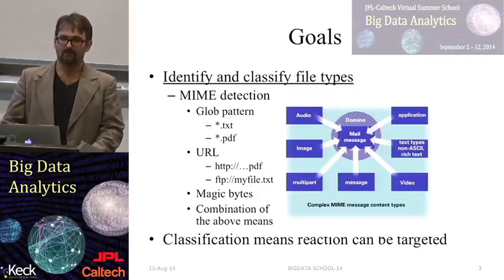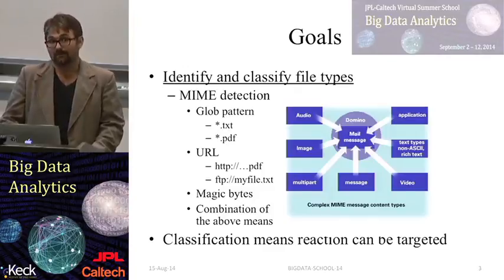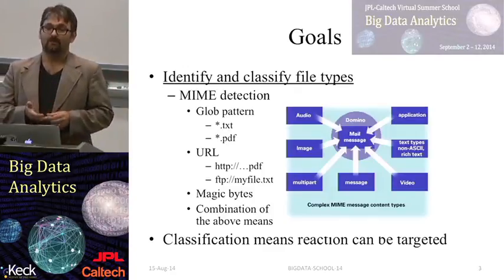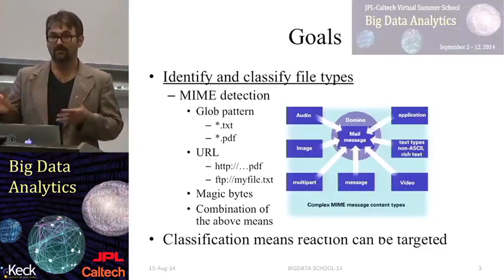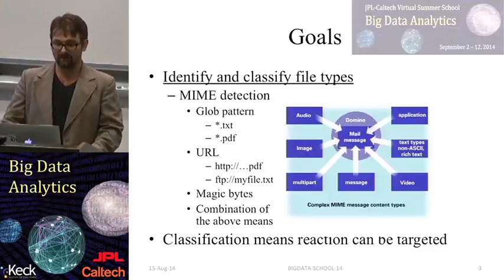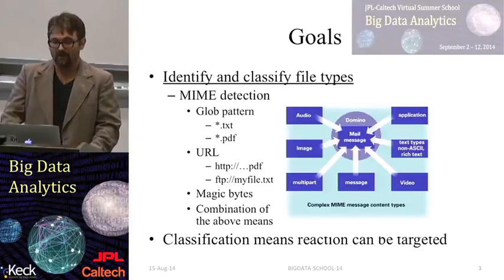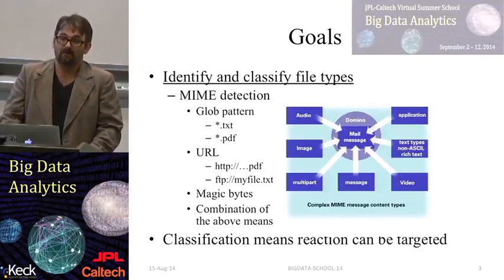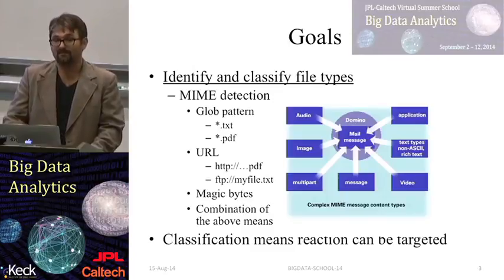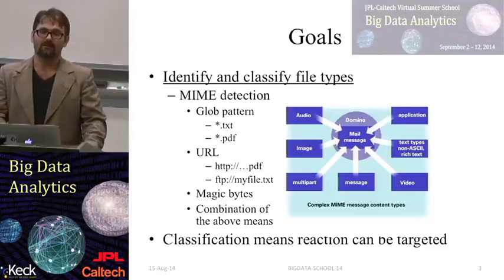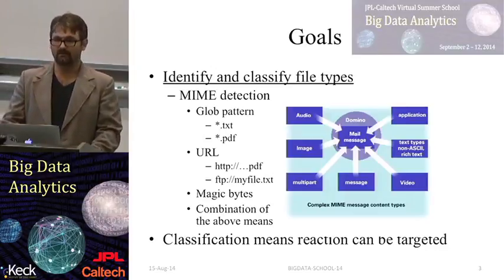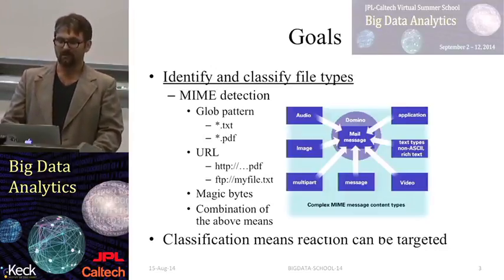The IANA MIME types registry also includes different ways of detecting these MIME types, file types, or content types. They include information about what we call glob extensions, or the extension pattern of the file, like star.txt or star.pdf, what you might see at the end of a URL, like what file.ext uses to determine if it's a PDF file or a text file. These are also defined in the IANA registry.